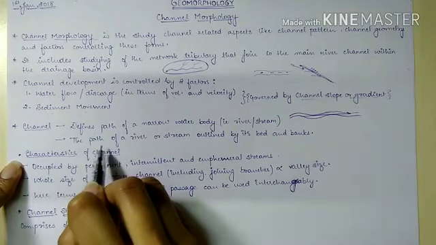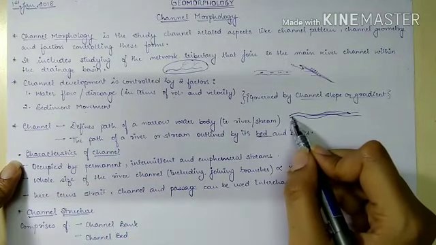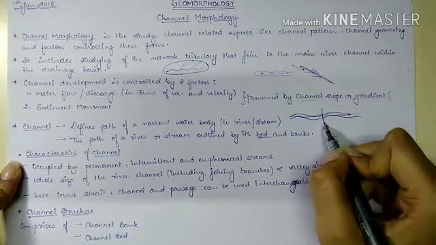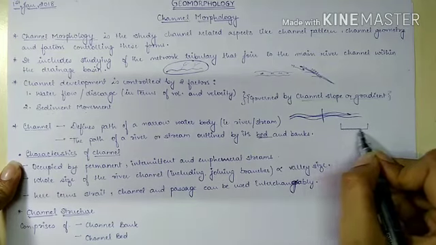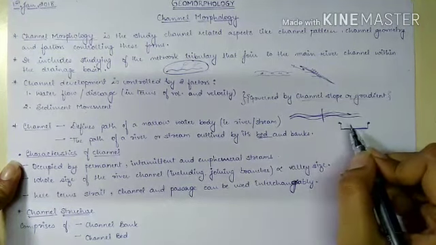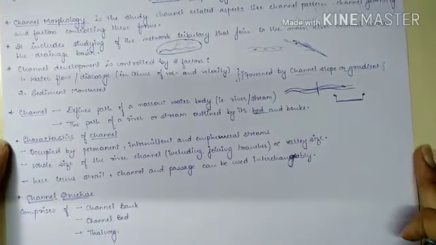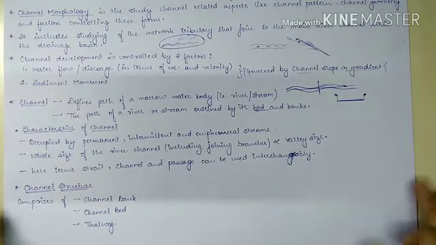Simply we can say it is the path of a river or stream outlined by its bed. See, if I cut this river like this, a cross-sectional study, this is the bed of the river and these here are the banks of the river. So the path of the river or stream outlined by its bed and boundaries is known as a channel.